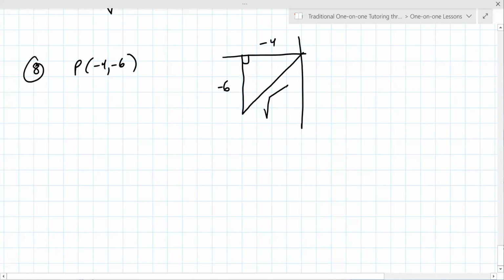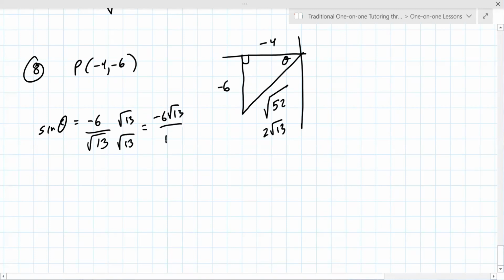And then the hypotenuse is the square root of 36 plus 16, which gives you 52. So that's 2 square root 13. Now, here's your theta. So sine theta is minus 6 over the square root of 13, but you're probably going to need to rationalize. So that's the square root of 13 over the square root of 13. So minus 6 square root of 13 over 13.